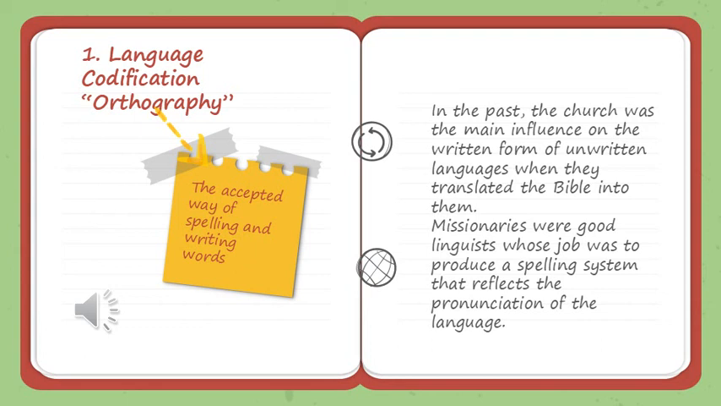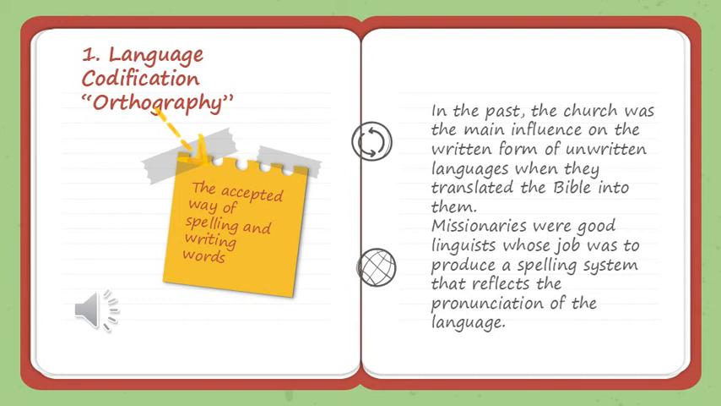In the past, the Church was probably the main influence on the written form of previously unwritten languages. Missionaries were trained to translate the Bible into the local language of the place where they were working, and this usually meant first developing a spelling system for the language. In the USA, for instance, Navajo, the Athabascan language of about 150,000 Navajos, was first written down by missionaries in the early 20th century.